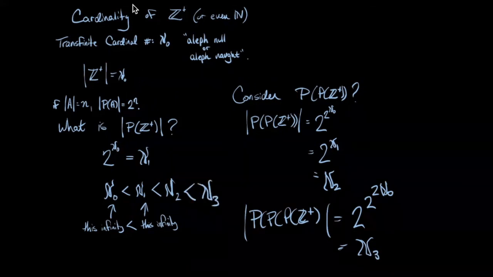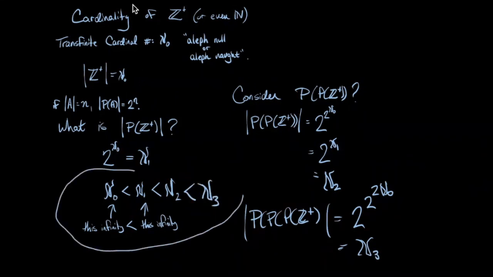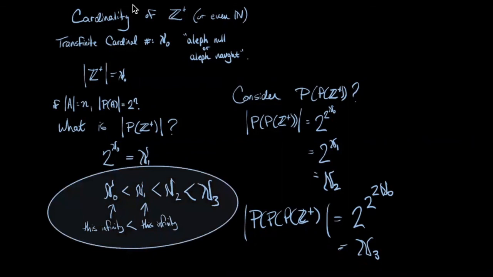So what we just did was create levels of infinity that we didn't know existed prior to defining the cardinality of Z plus to be infinity. A form of infinity, I should say, since we said it can't be equal to infinity.